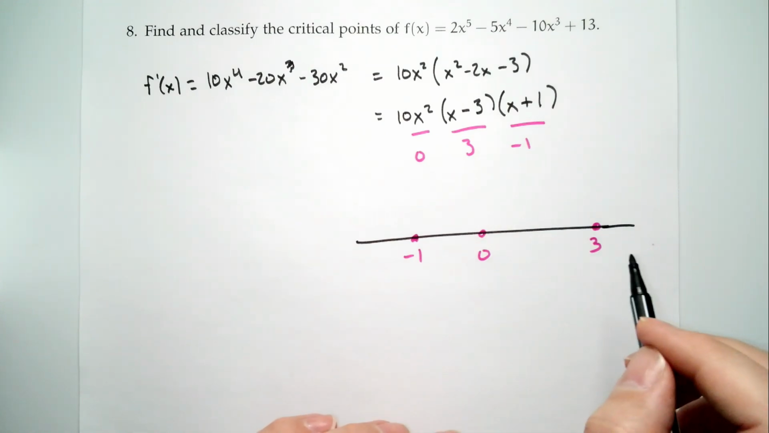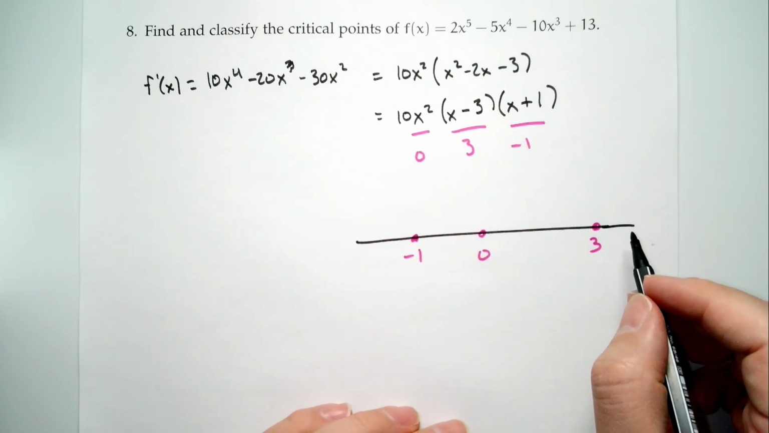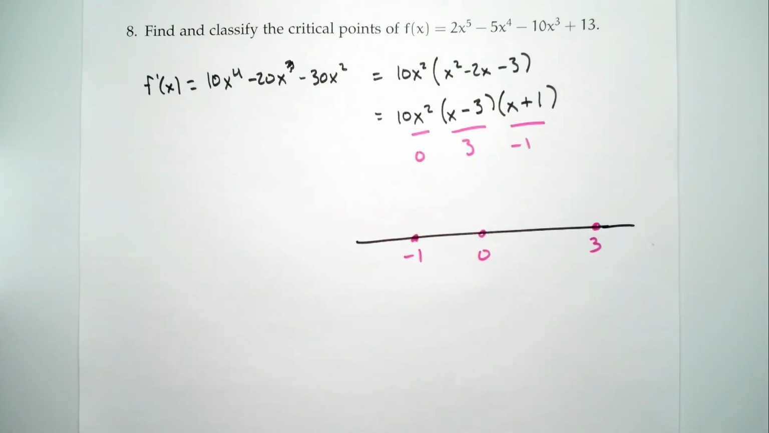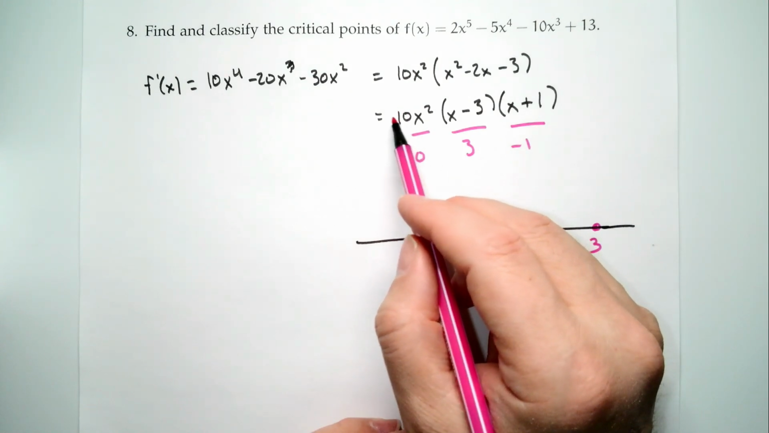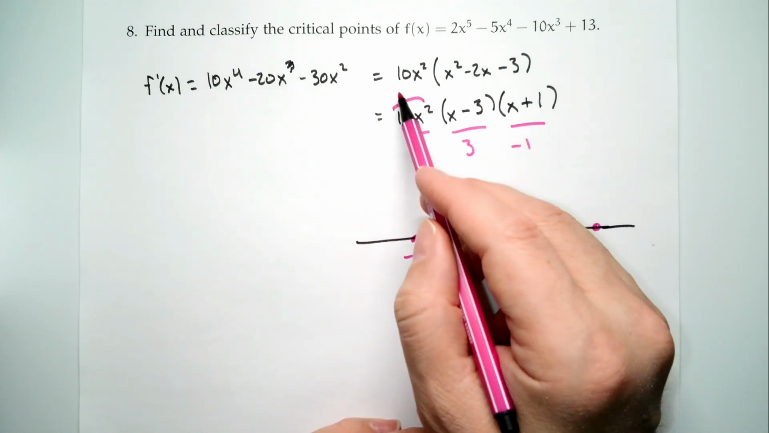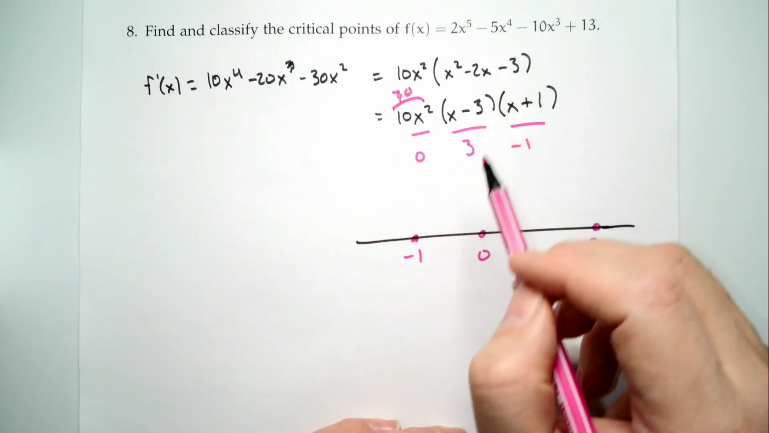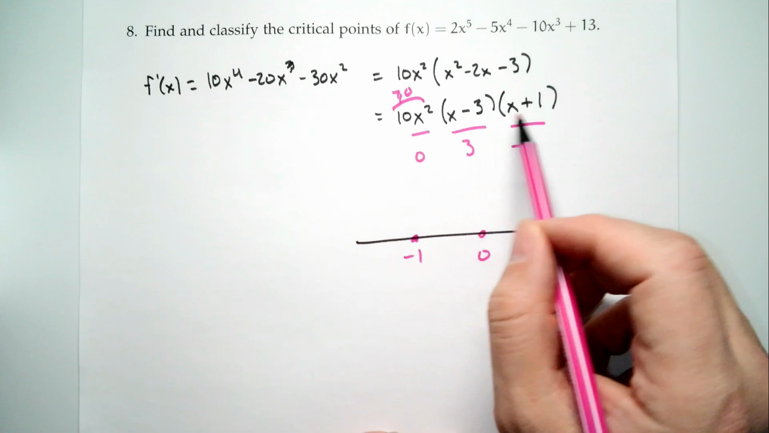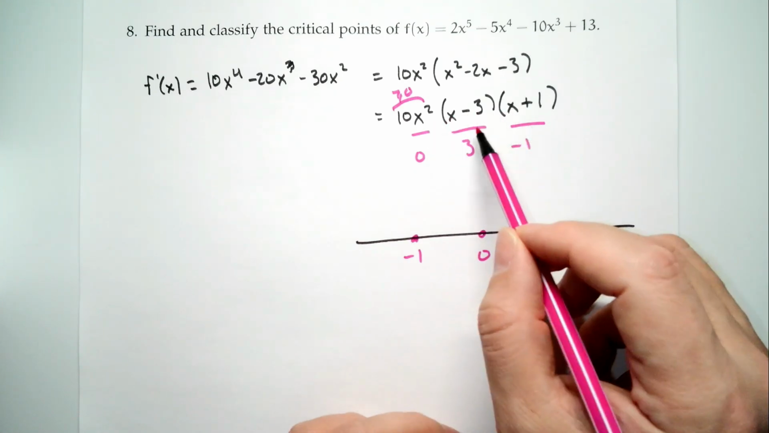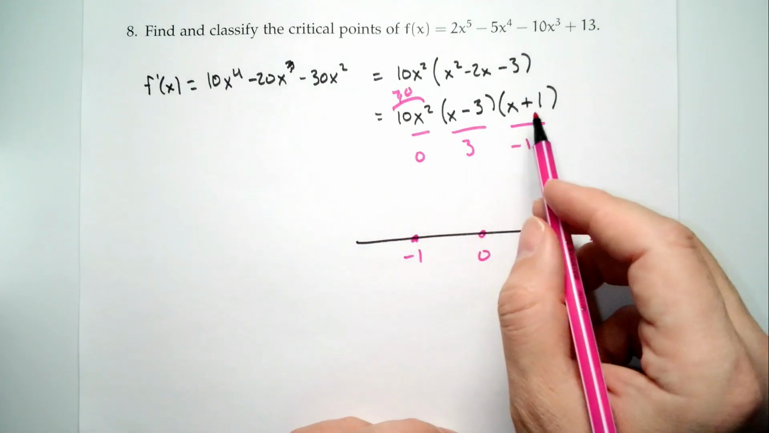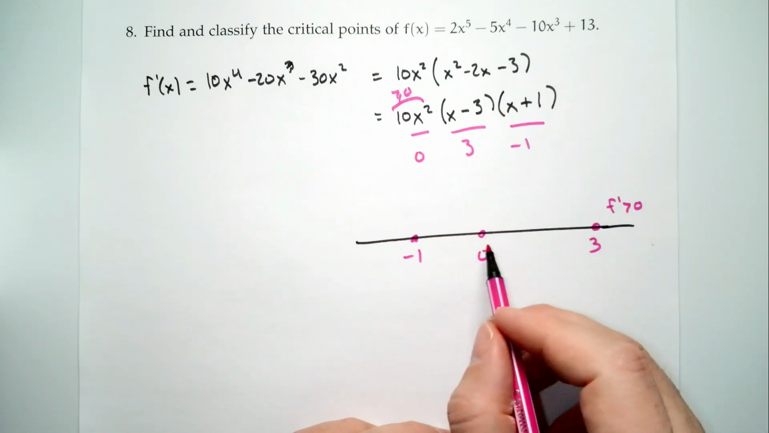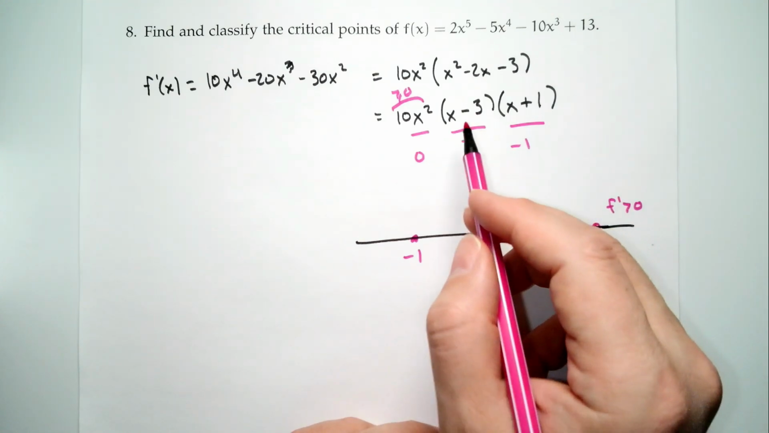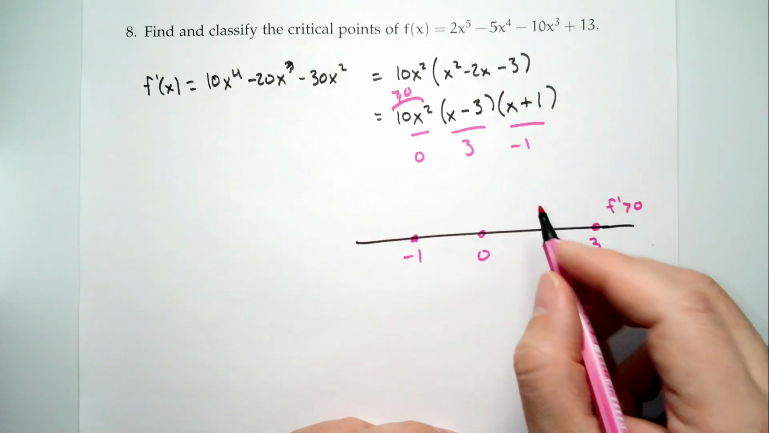So let's pick some values. So if I pick something, say above 3, like 4. Okay. Well, let's actually make a couple of quick notes. What's true about 10x squared? It's always greater than or equal to 0, right? So really, the thing that determines the sign is the x minus 3 and the x plus 1. So if I pick 4, positive. So that says f prime is positive. Between 0 and 3, I could pick 1, negative, positive. So I'm negative.